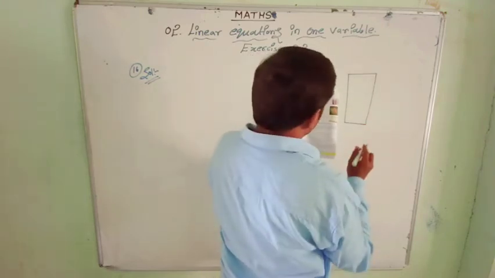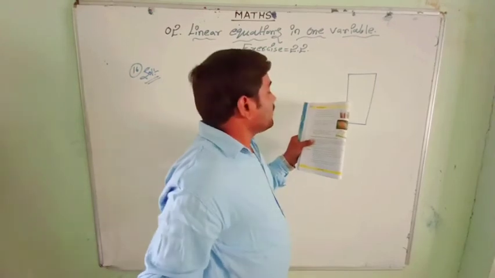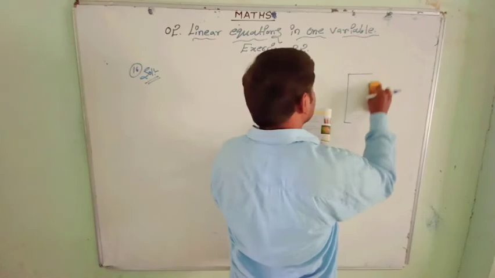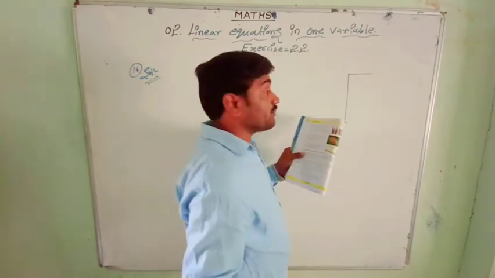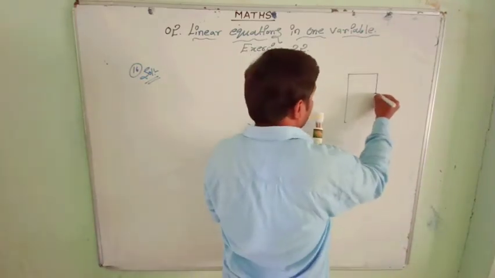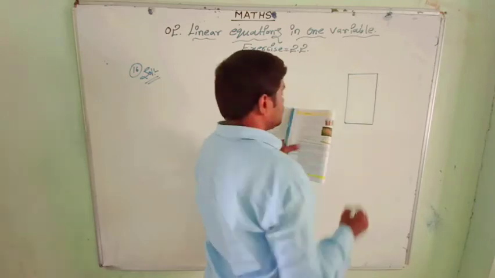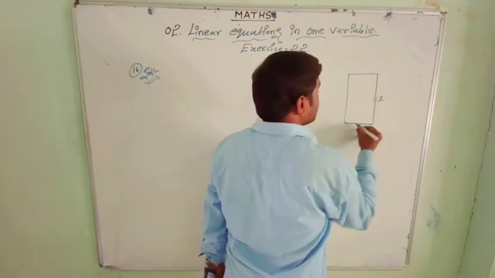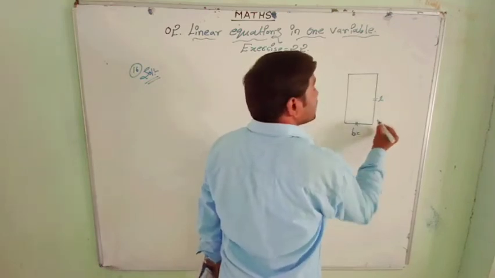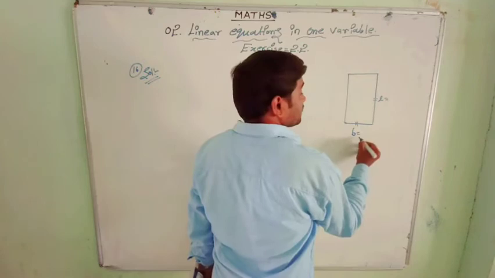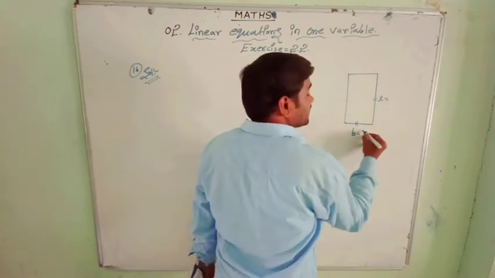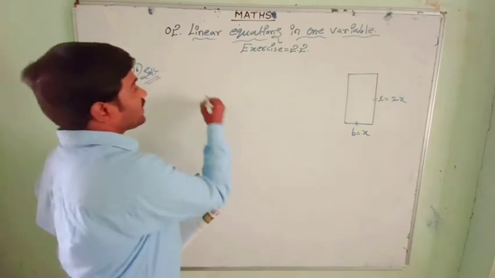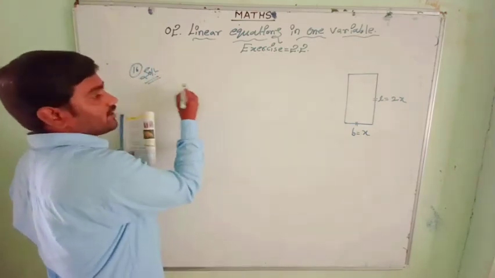So here, let us see. The perimeter of the school volleyball court is 177 feet. So the length is twice the breadth. So if the breadth is x, the length will be 2x. Then here they have given the perimeter of the school volleyball court.